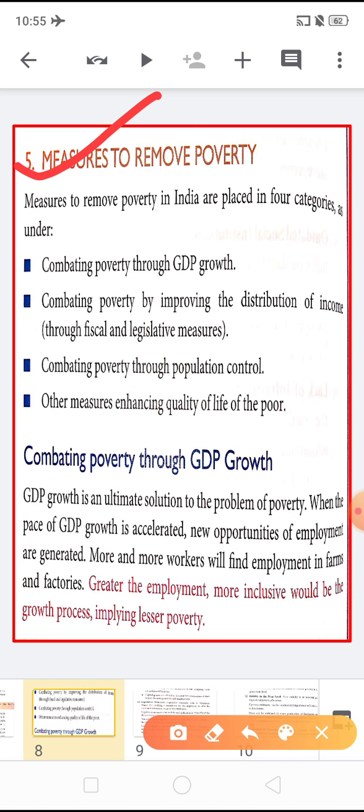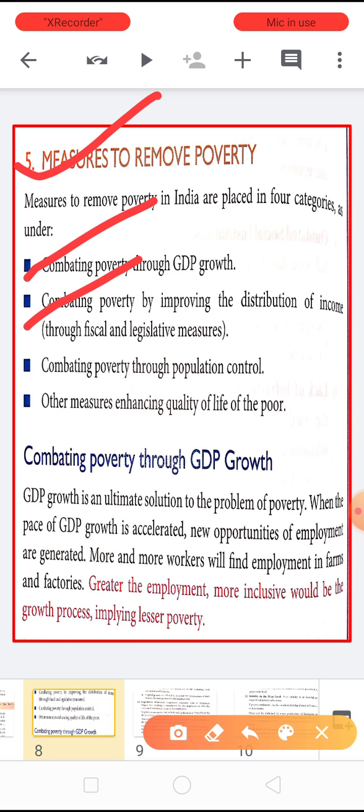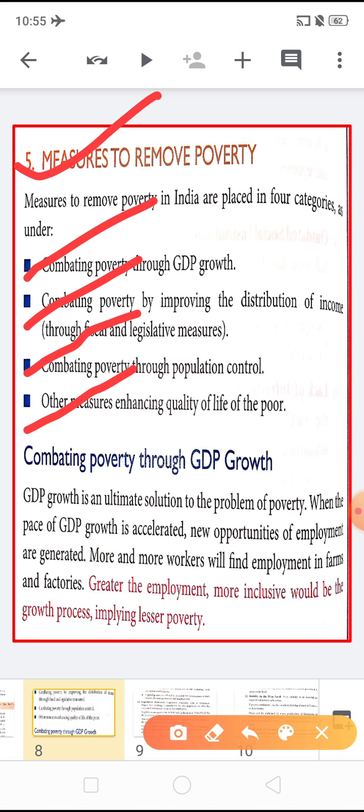Children, as we know, there are several measures adopted to remove poverty in India, which are placed under four categories. The first category is combating poverty through GDP growth, the second is combating poverty by improving the distribution of income through fiscal and legislative measures, the third is combating poverty through population control, and at the very last we are learning other measures enhancing the quality of life of the poor. So children, let us start with the first, combating poverty through GDP growth.